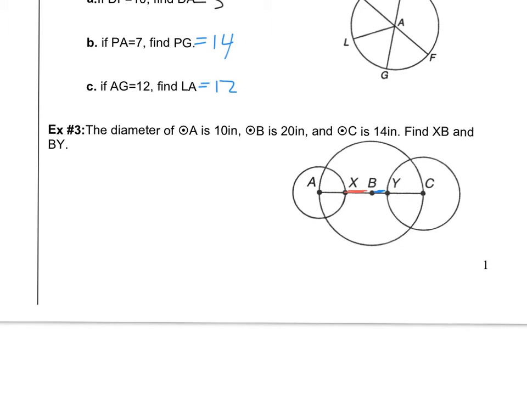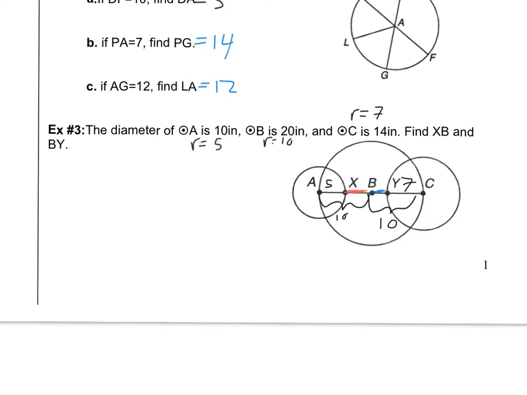So, circle A, the radius would be 5. Circle B, the radius would be 10. And circle C, the radius would be 7. Okay, well we could fill that in. Circle A is 5, so that means that this distance right here is 5. Circle B, the radius is 10, so that means that this distance here is 10. And also, that distance there is 10. And circle C's radius is 7, so this distance here is 7.